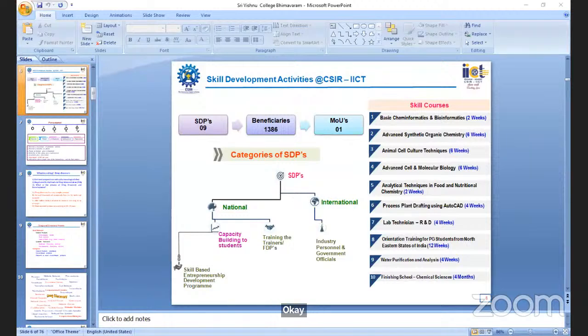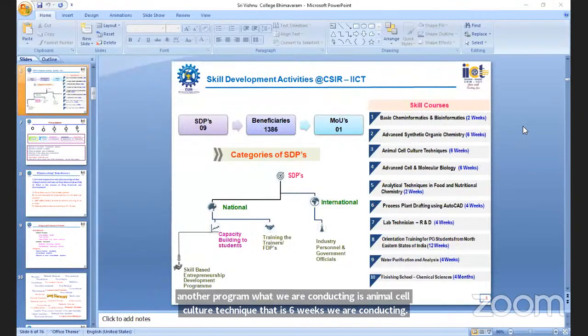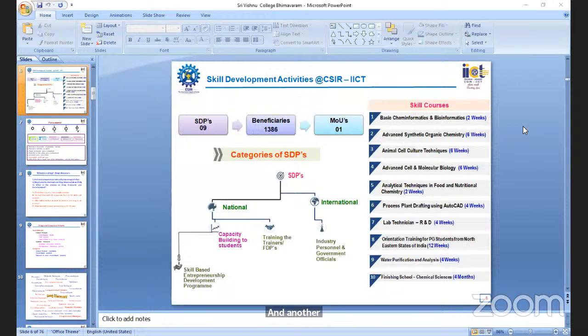Yeah, next we are conducting the advanced synthetic organic chemistry. It is a 6 weeks course, and another program we are conducting is animal cell culture technique. That is 6 weeks, and another program, advanced cell and molecular biology and analytical techniques in food and nutraceutical chemistry. Another program we are conducting for 2 weeks is for those who have completed BTech and MTech, that is process plant drafting using AutoCAD.